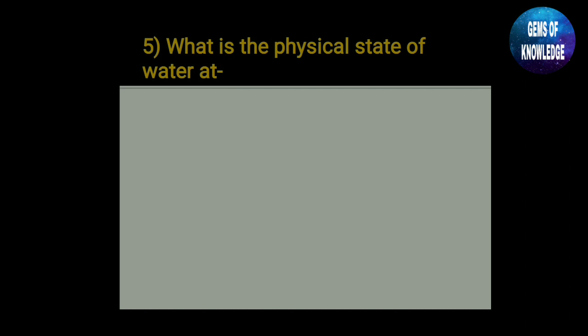Fifth one: what is the physical state of water at the given temperatures? A, 25 degrees Celsius; B, 0 degrees Celsius; and C, 100 degrees Celsius. At these temperatures, we have to tell the physical state of water, whether it is solid, liquid or gas. Let's see the solution.